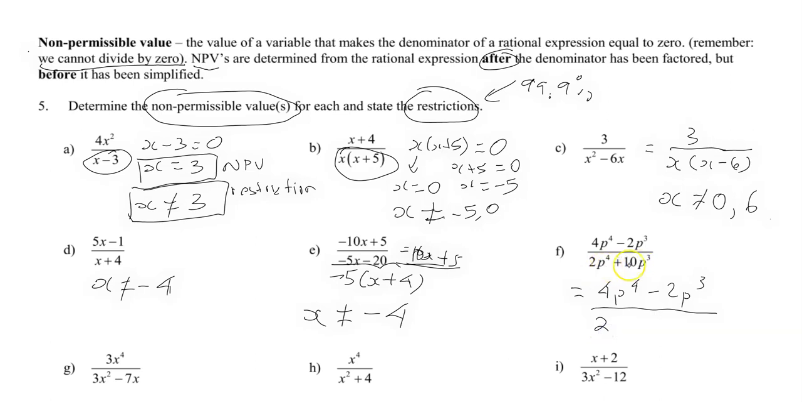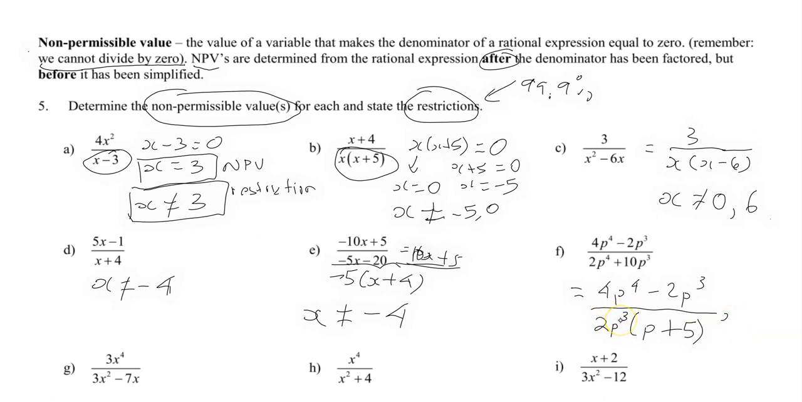Okay, so what goes into 10 and 2 is 2. The biggest value, p, that goes into both will be p cubed. To get 2p to the 4th, I just need a p there. To get a 10, I need a 5 there. To get the p cubed, that's all I need. Again, from inspection, I was going to put a little comma there. So p can't be 0.